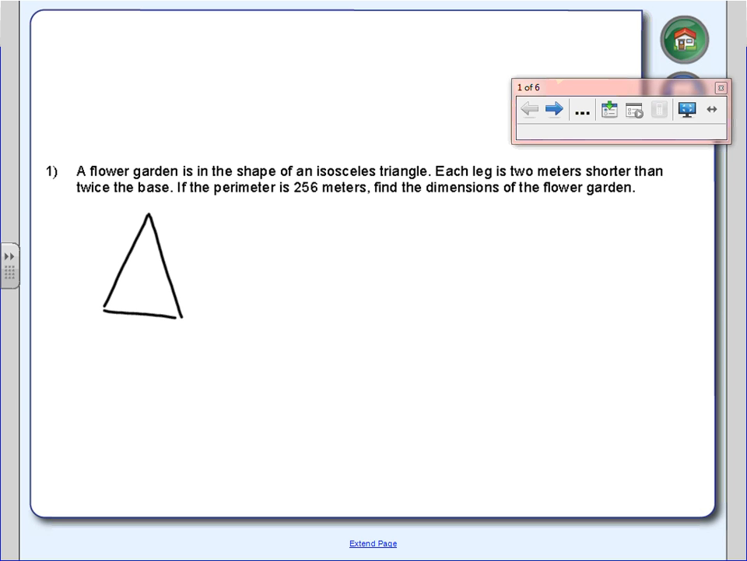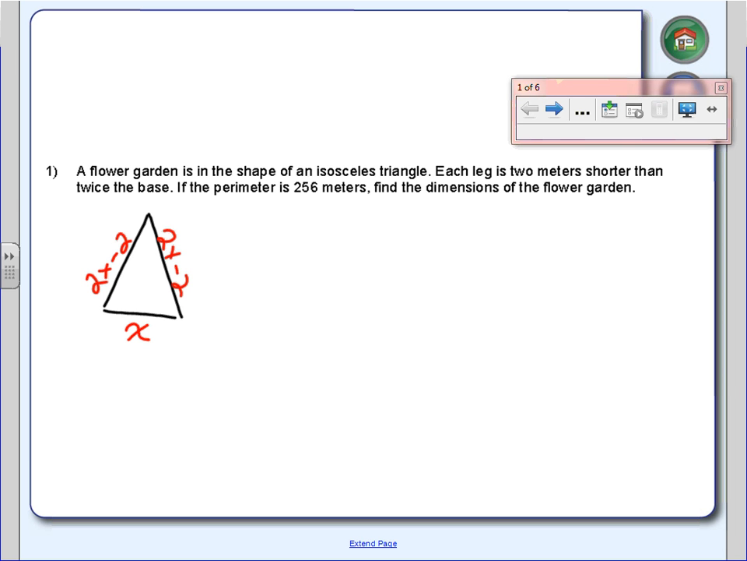Each leg is 2 meters shorter than twice the base. The problem is we don't know what the base is, so I'm going to call the base x. Now I can go back to the legs. Let's read that again. Each leg is 2 meters shorter than twice the base. So that means this is 2x minus 2. So if this leg is 2x minus 2, well then so is the other, 2x minus 2.